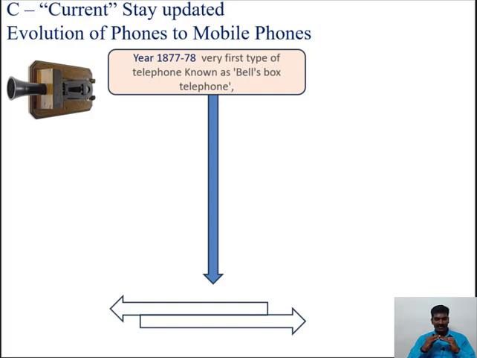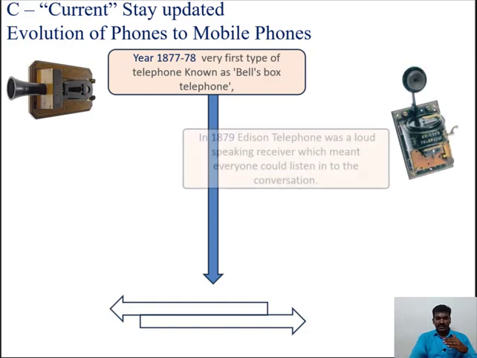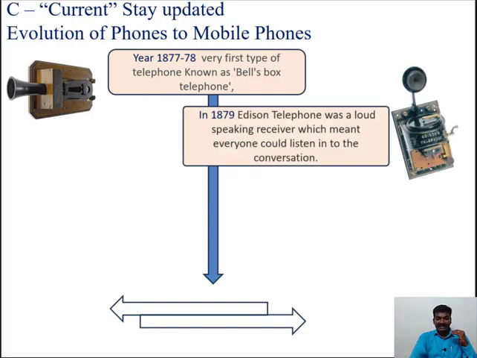No, we kept identifying, we kept inventing, we kept further fine tuning, and we added more and more to this particular invention, and then where are we now? That's what we are going to see now. Next, in 1879, Edison's telephone was a loud speaking receiver, which meant everyone could listen.